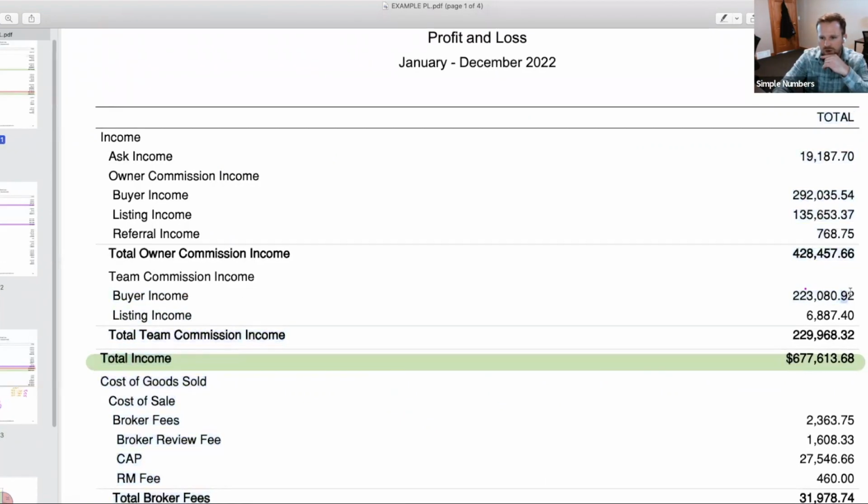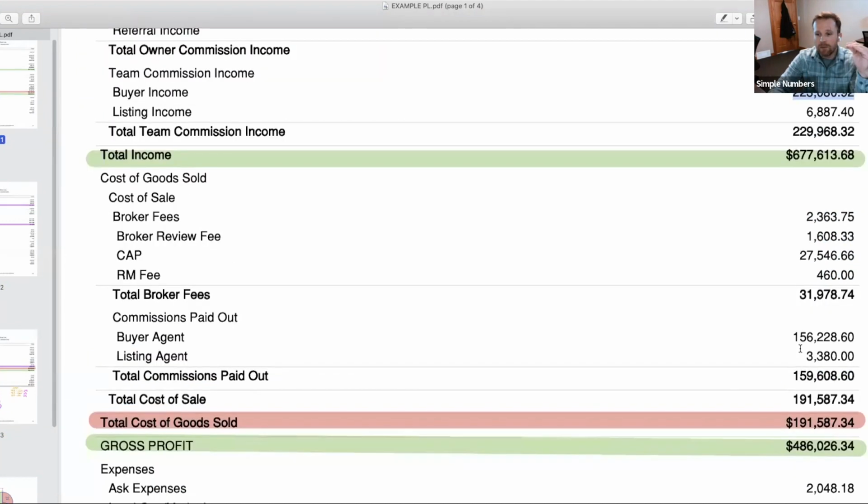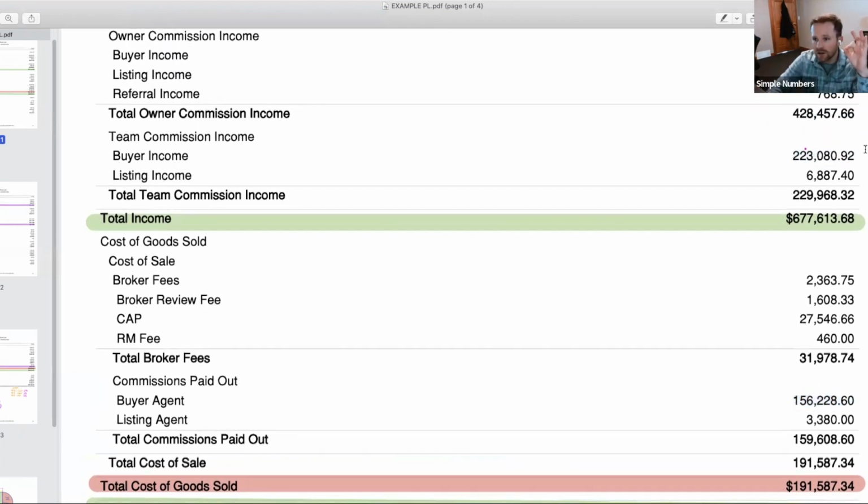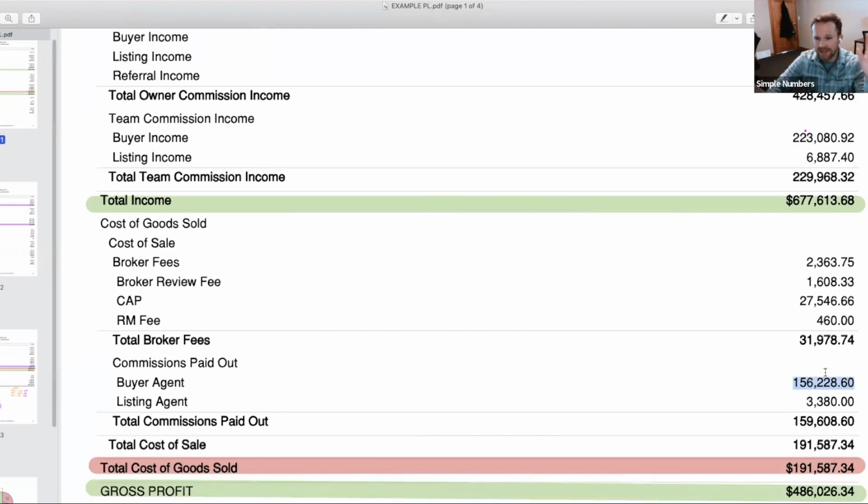Buyer income was $223,000, but the team leader paid the agents $156,000 of the $223,000. That's 70%. They got paid 70% of every dollar that was generated. That's the issue. You cannot run a profitable business that doesn't rely on you, the team leader, doing production if you're paying out 70 cents on the dollar, unless you spend no money, and that's the issue.